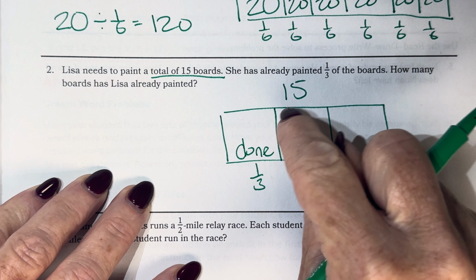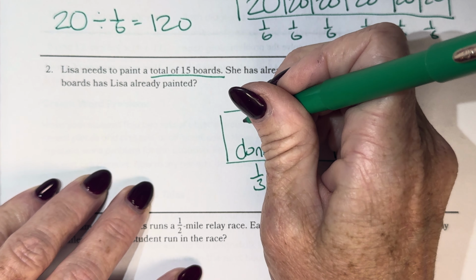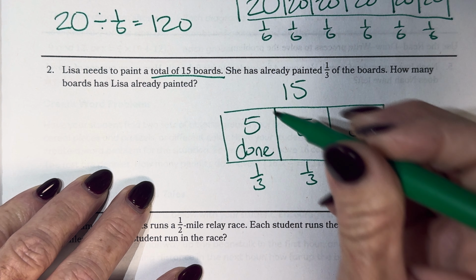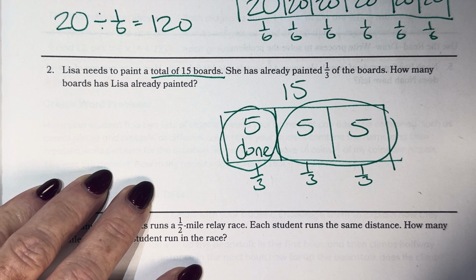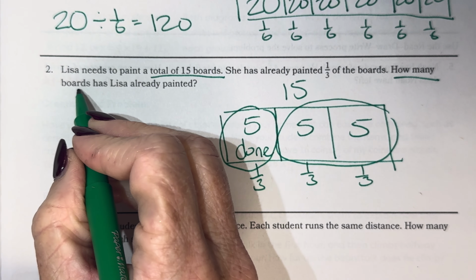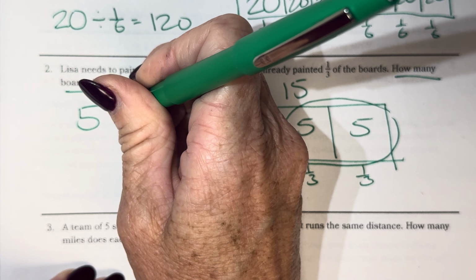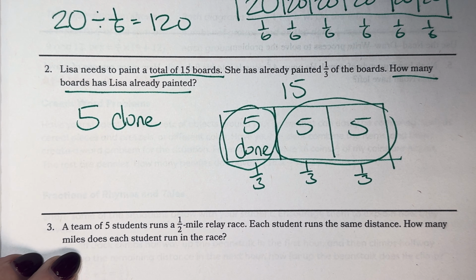So if I took the total 15 and cut it into thirds, what number would have to go in those? It would have to be a 5. So Lisa has completed 5 and she still has 10 more to do. But my question says, how many boards has she already painted? So she's already painted 5. 5 are done. So what would that have looked like?